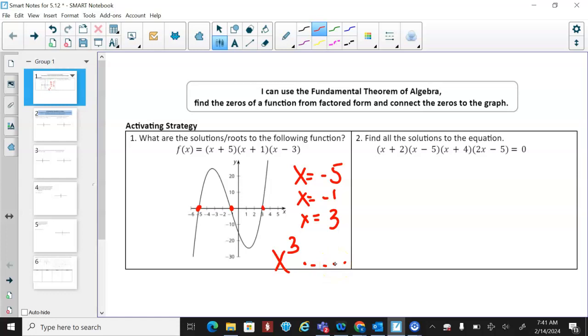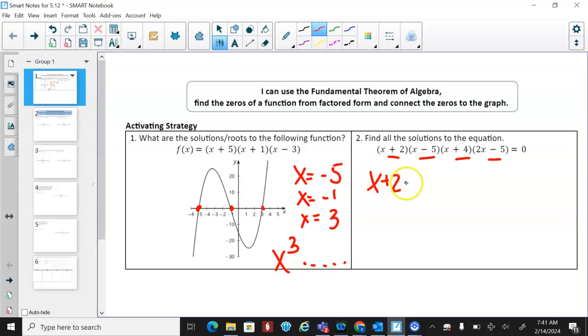Now for number 2, find the solutions to the equation. Again, remember, so far we only did 2 parentheses as factors for a quadratic function. Well, now as polynomials, we're going to have more of them. So if we're looking at this, we've got 1, 2, 3, 4 different factors. Now we are going to set each equal to 0, just like we always do to solve for x.